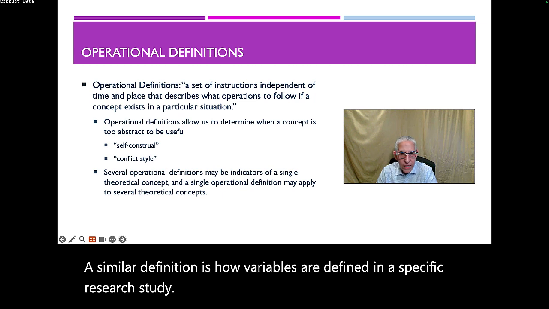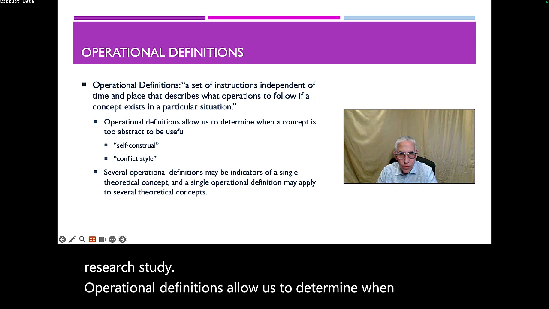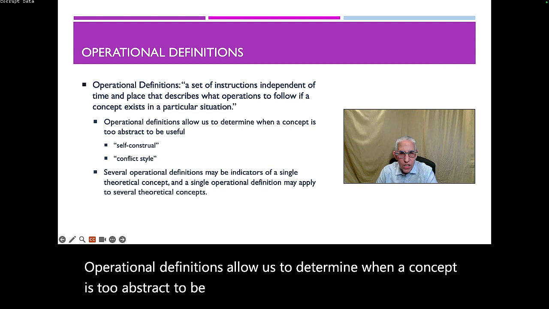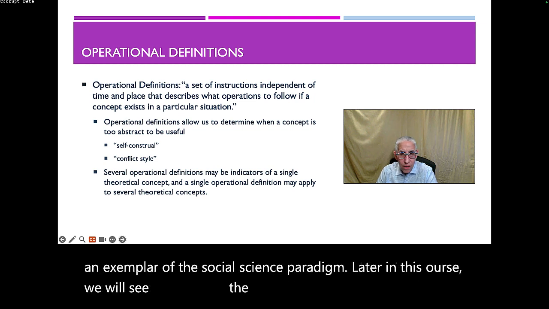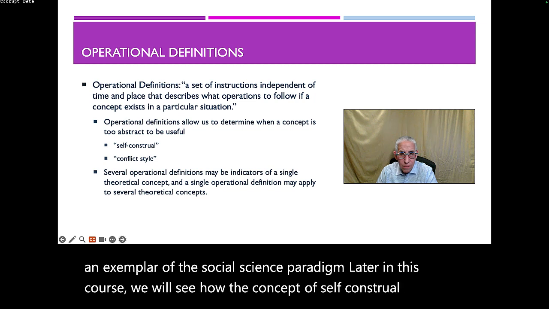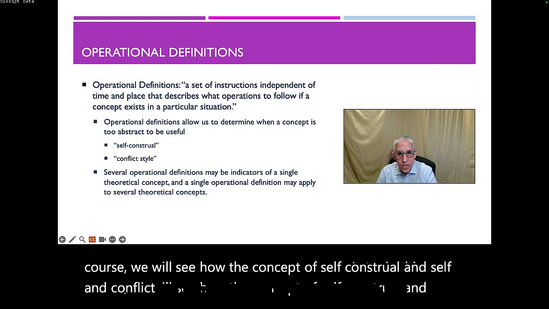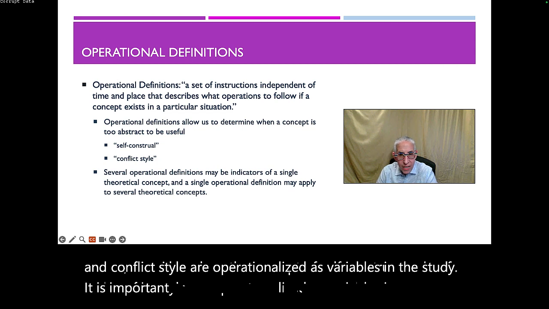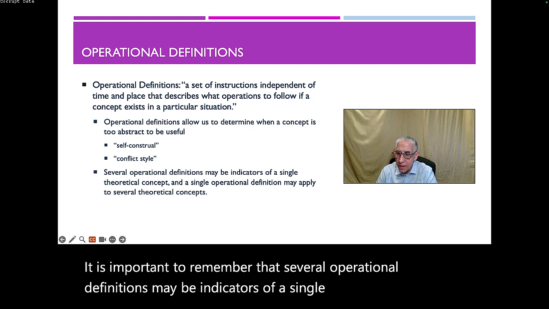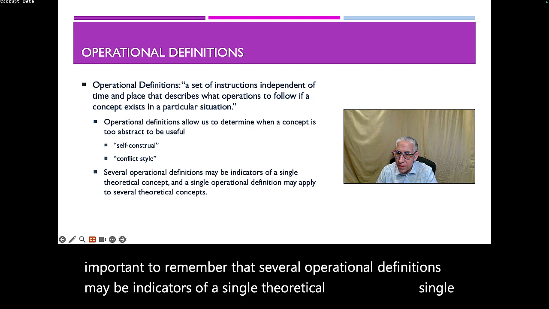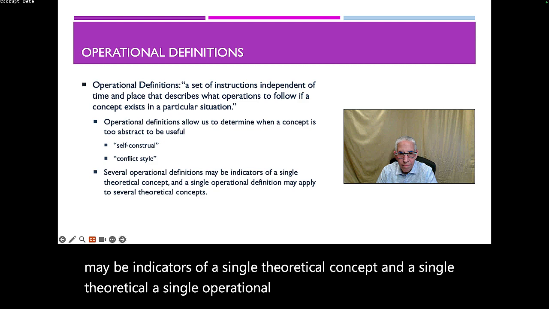Operational definitions allow us to determine when a concept is too abstract to be useful. When we study Zhang's work as an exemplar of the social science paradigm later in this course, we will see how the concepts of self-construal and conflict style are operationalized as variables in the study. It is important to remember that several operational definitions may be indicators of a single theoretical concept, and a single operational definition may apply to several theoretical concepts.